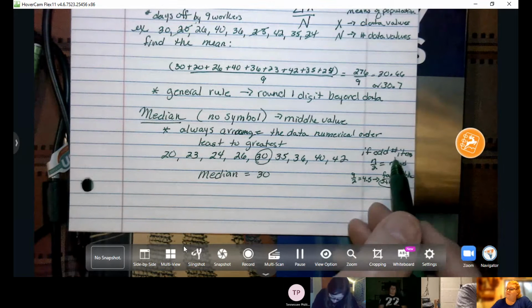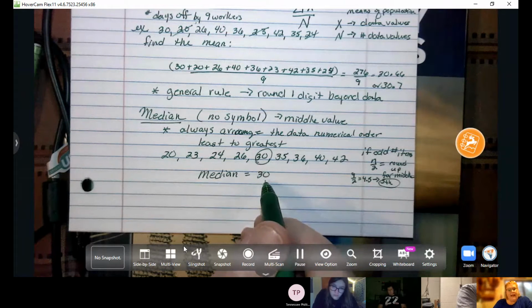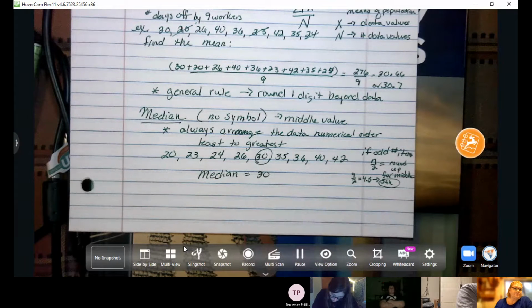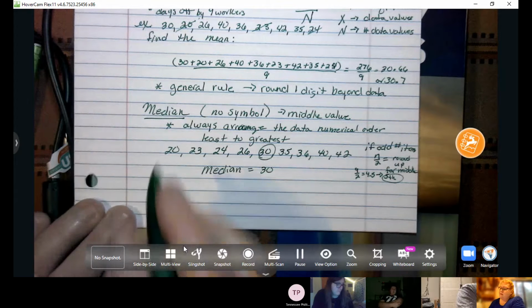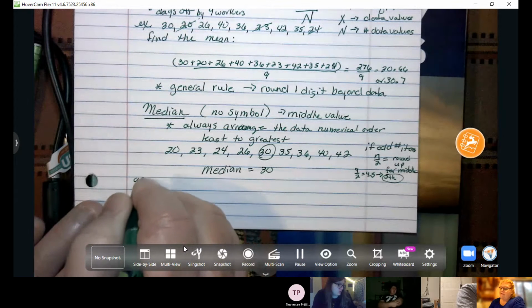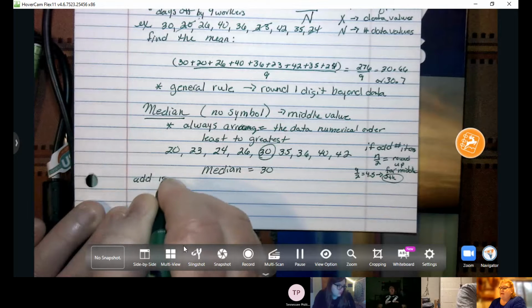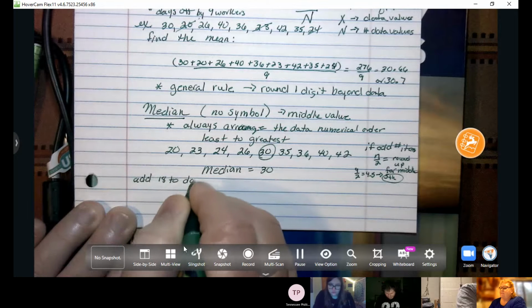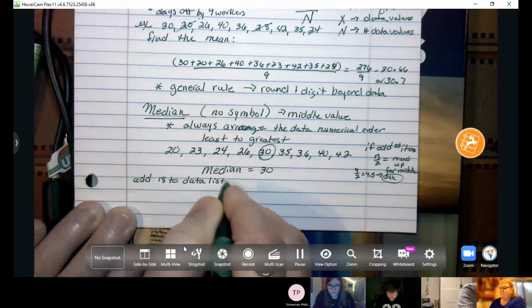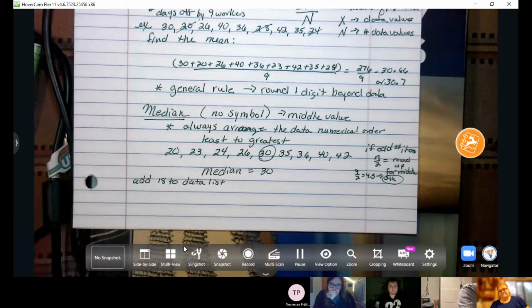So if it's odd, there will definitely be a middle value. Only one answer. Now let's add 18 to our data list. That means it's going to go in on the bottom side.